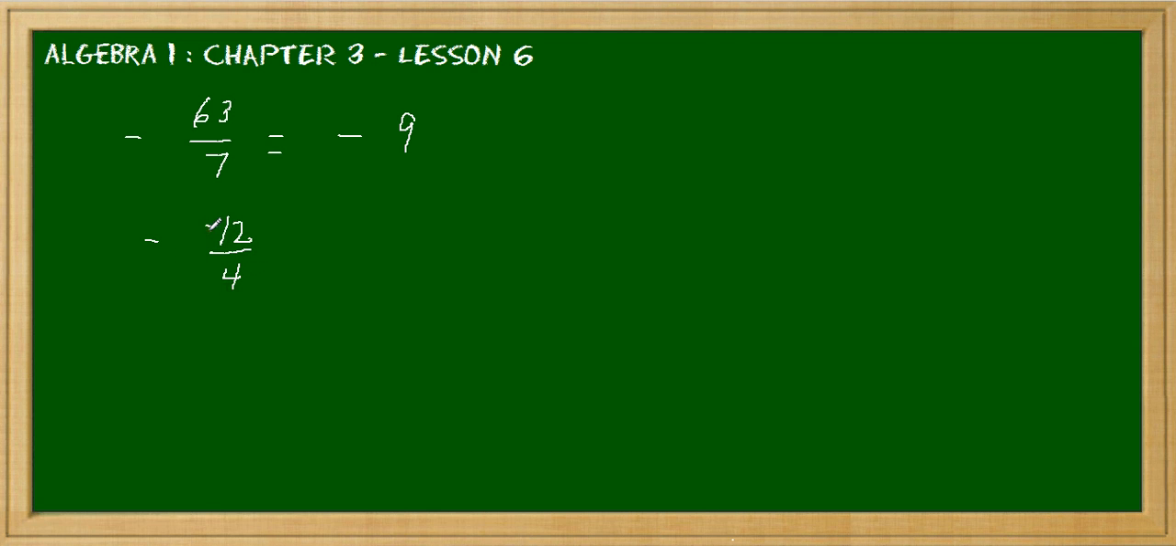Now, if it helps you to distinguish between these negatives, you can go ahead and put parentheses around this so you can see its value aside from the negative that's sitting here on the outside, and you can figure out what's in the parentheses first and then apply that negative.